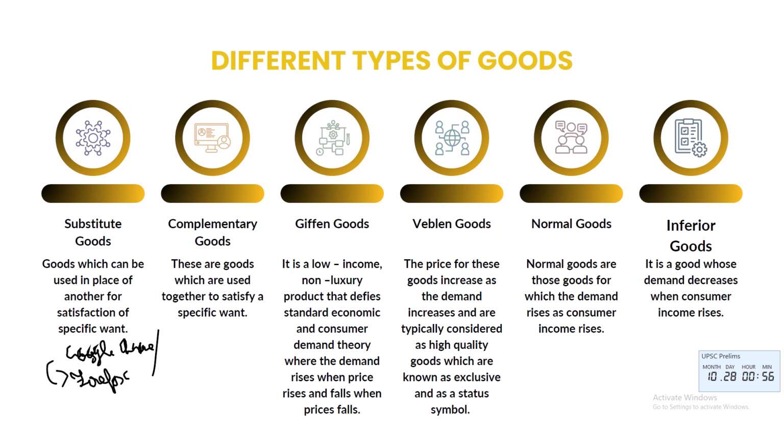Complementary goods are goods which are used together to satisfy a specific want. Pencils and erasers. If you make mistakes, you might need erasers. So they are used together to satisfy a specific want. Pencils and erasers. Giffen goods. It's a low income, non-luxury product that defies standard economic and consumer demand theory, where the demand rises when price rises and falls when prices fall.